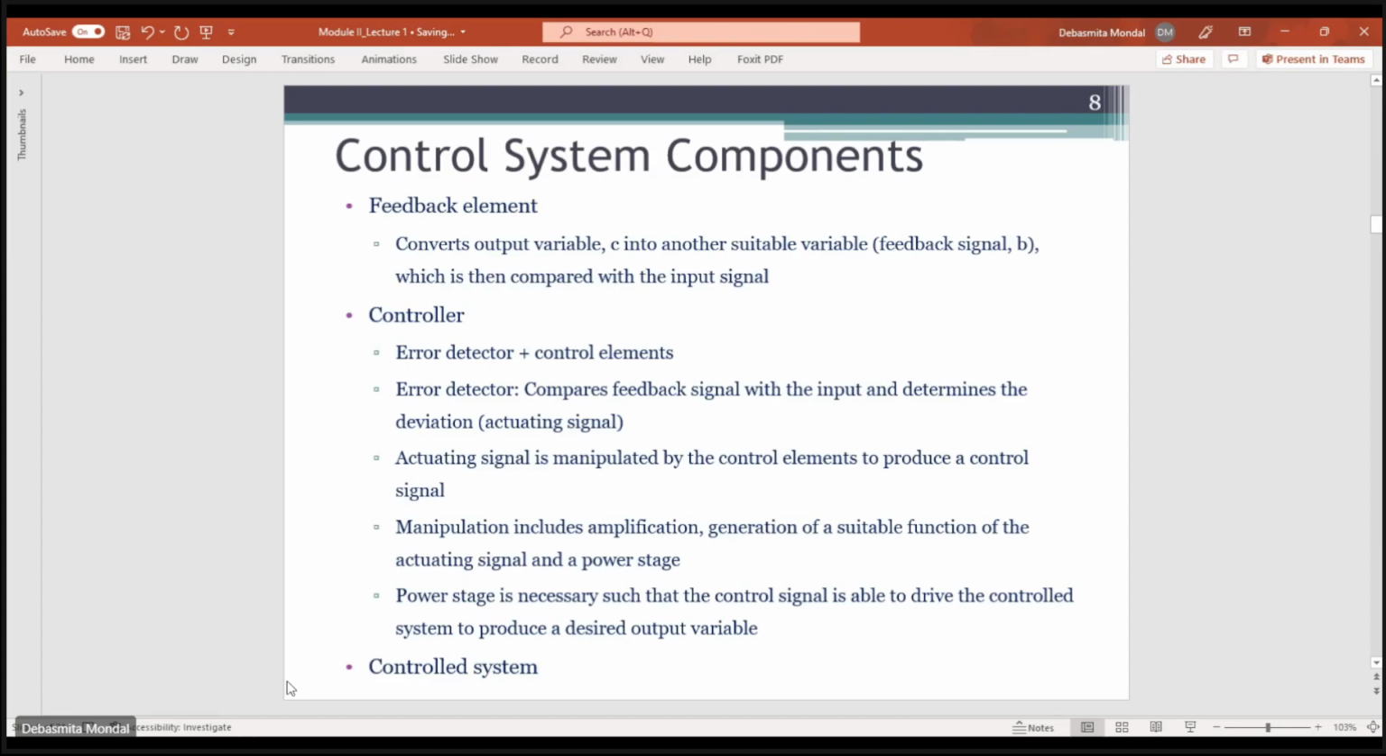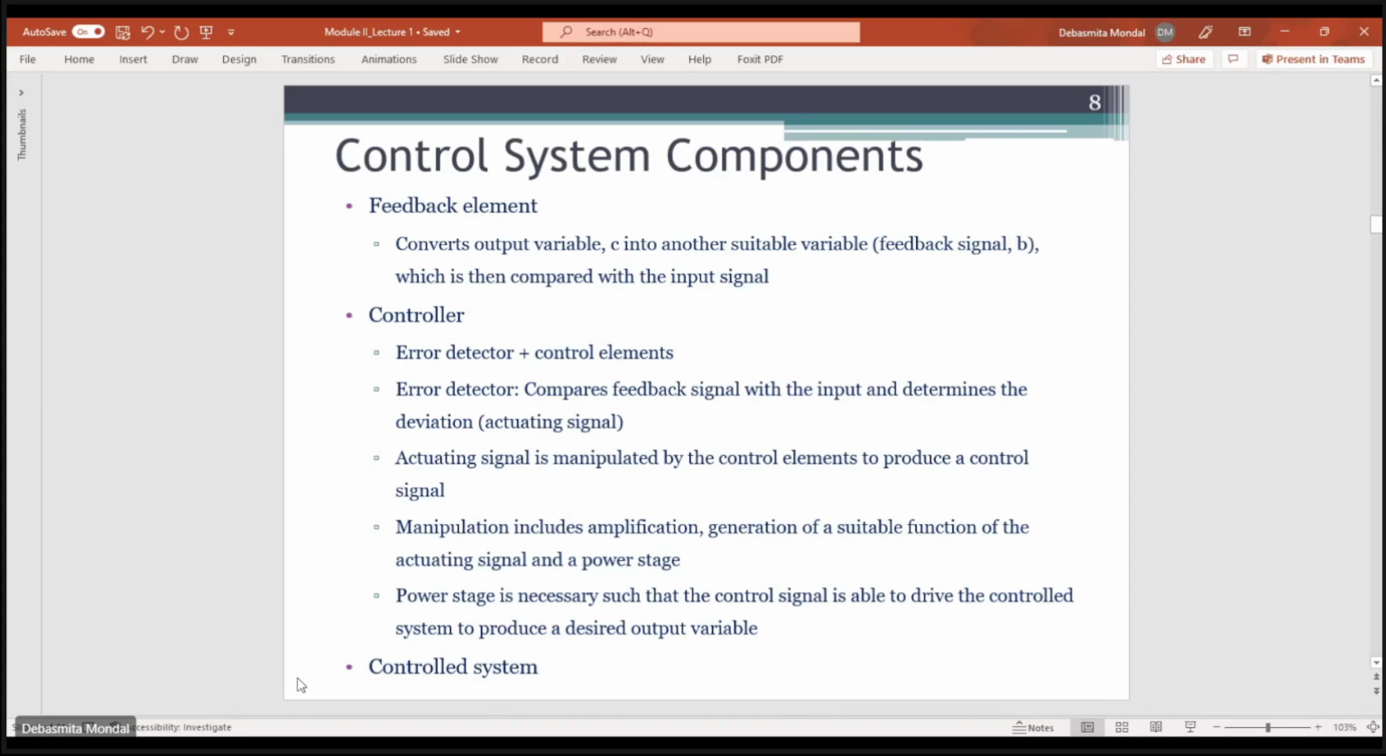Now just to elaborate a little bit more about the components. This feedback element is a device which converts the output, that is the controlled signal that we have, into another suitable variable which is known as the feedback signal, and this feedback signal is compared with the input signal using the error detector. Then the controller consists of the error detector as well as the control elements.